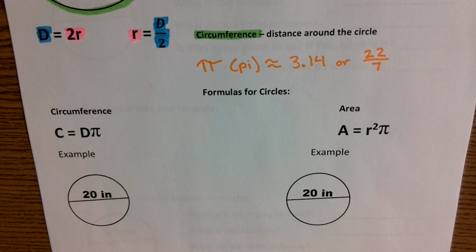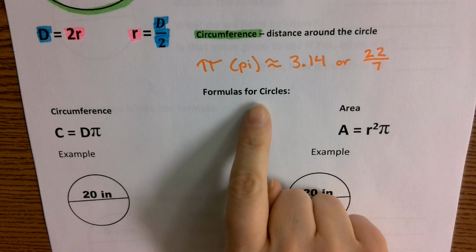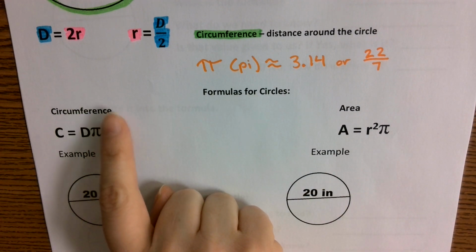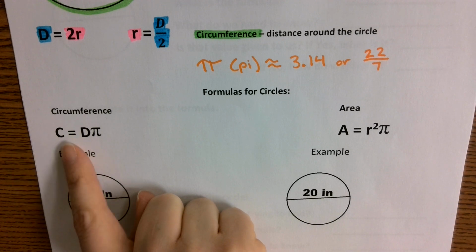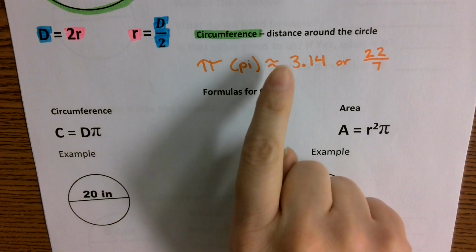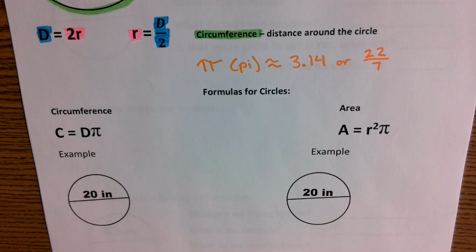Okay. Shh. Let's come back together. So talking about the different formulas for circles. Our first formula that we're going to focus on again is circumference. Circumference is found by taking the diameter of your circle and multiplying it by our estimated value of pi, 3.14.